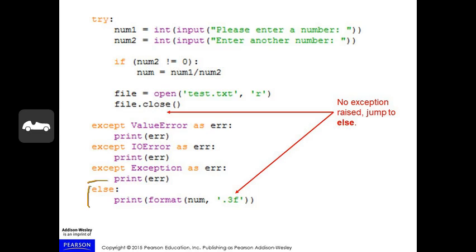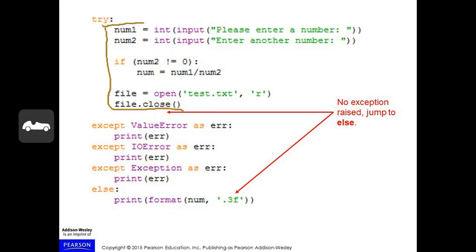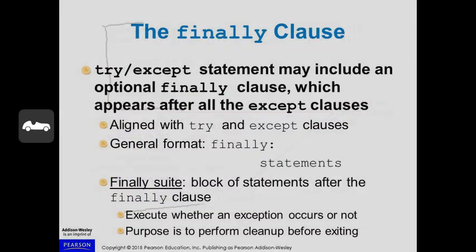So the same example, I added the else suite here, which does the formatting for the number. Notice that this else is only executed if you executed all these lines of statements with no error. So after executing the entire try suite, there's no exception raised, and you jump to else.